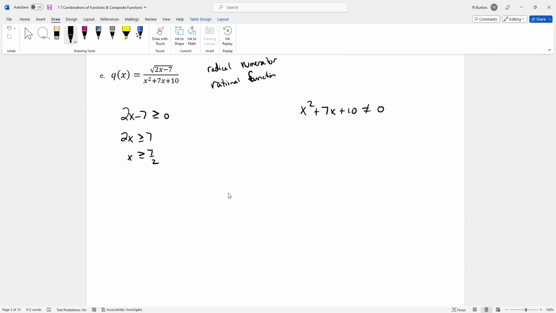0. So here we actually have to factor. We are looking for two numbers that multiply to 10 and add to the middle number, which is 7. Okay. So two numbers that do that are going to be 5 and 2, right? Multiplied together are 10, added together are 7. So this can factor as x plus 5, x plus 2.